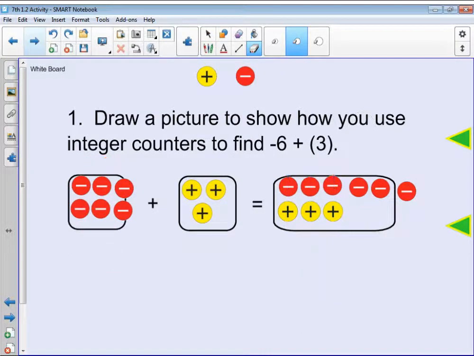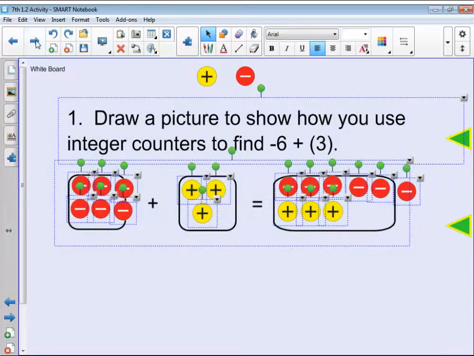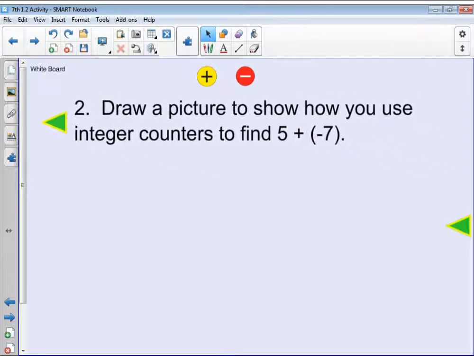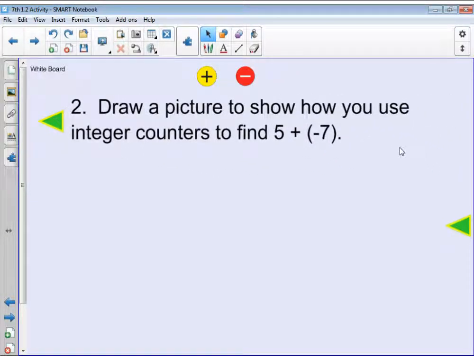Erase this. Get rid of those and get them out of the way. So here's our next one. Draw a picture to show how you use integer counters to find 5 plus -7. So because this 5 right here does not have a symbol in front of it, we have to realize that means positive. So I'm going to pull 5 positives. 2, 3, 4, 5. Plus -7.